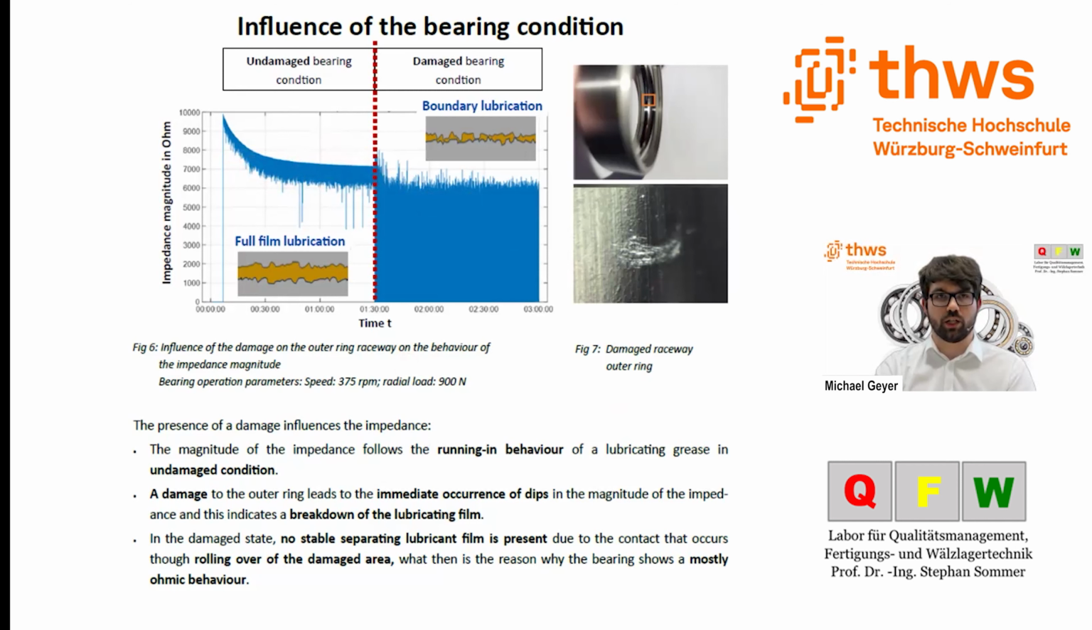This changes in the damaged condition, where a high fluctuation of impedance values from the mainly low ohmic values up to several kilo ohm values replaces the previous stable value band. This can be explained by the rolling over of the damaged location and also the metallic particles which were introduced.